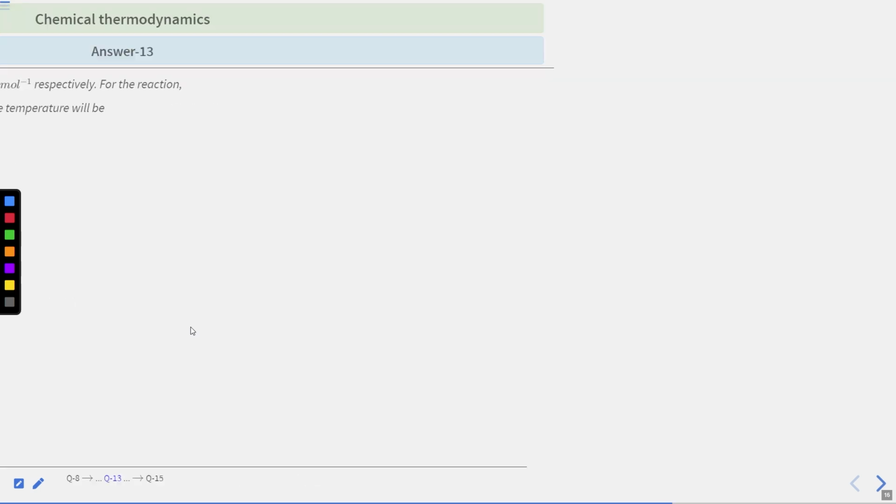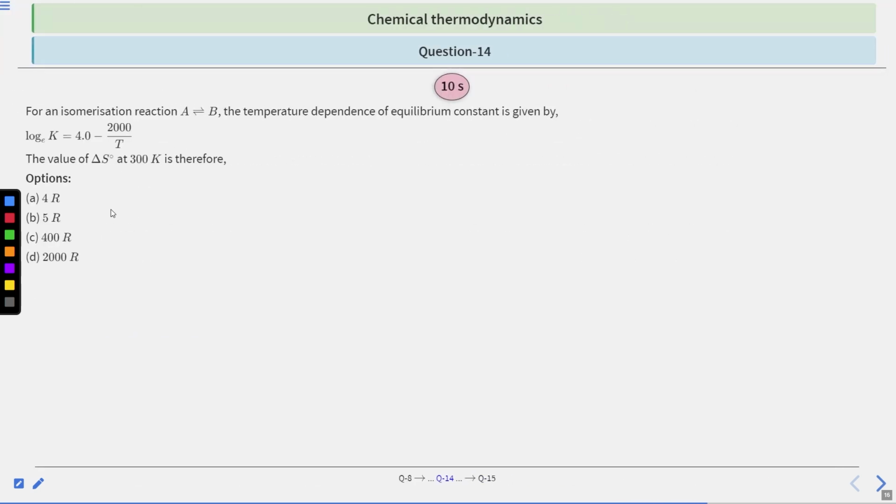Okay, so let's move to the next question. Question number 14. For an isomerization reaction A to B, the temperature dependence of equilibrium constant is given by log K equals 4 minus 2000 divided by T. So we have to find out the value of del S naught at 300 Kelvin. Options are 4R, 5R, 400R or 2000R. So you have 10 seconds to solve this question. After that, we will see the answer.